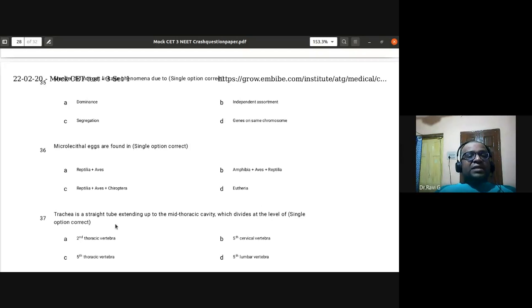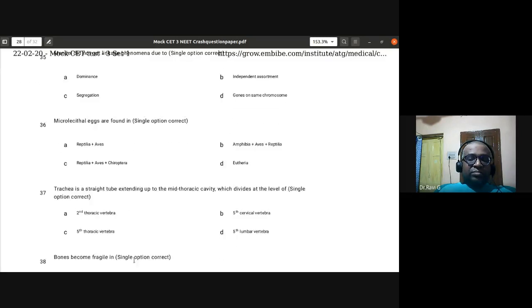Trachea is a straight tube extending up to the mid-thoracic cavity, which divides at the level of: is it second thoracic vertebra, fifth cervical vertebra, fifth thoracic vertebra, or fifth lumbar vertebra? Where exactly is it going to branch? So for the 37th, the answer is fifth thoracic vertebra. They are going to divide at the level of the fifth thoracic vertebra.